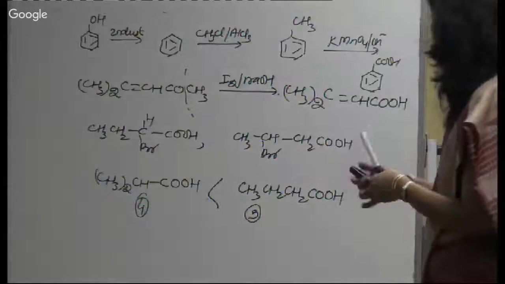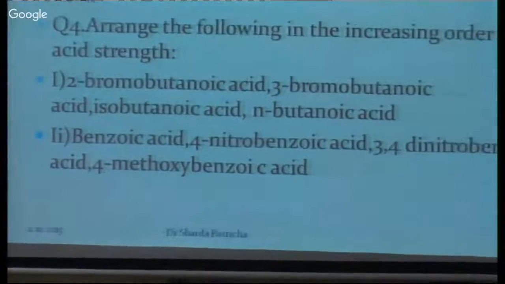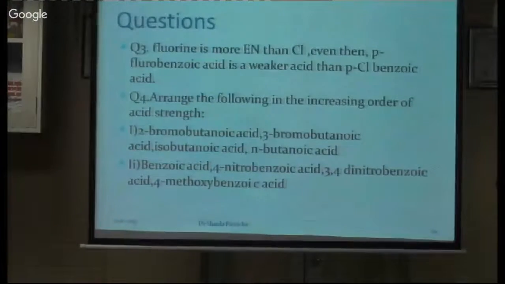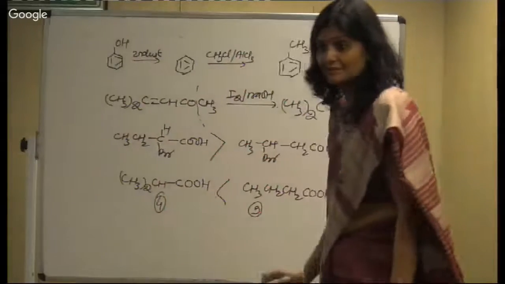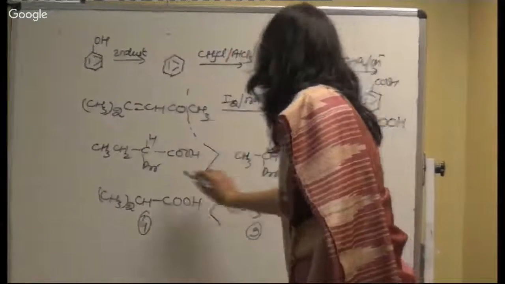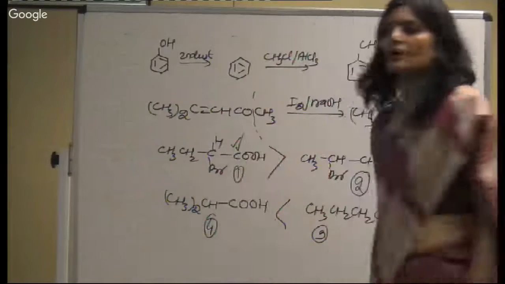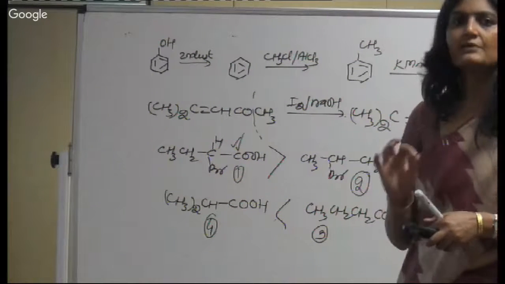Let us come to the next two compounds here. Again, I told you, as the electron withdrawing group goes away from the carboxylic group, the inductive effect is decreasing, right? So here you have halogen attached to the alpha carbon, and here you have halogen attached to the beta carbon. That means an electron withdrawing group increases the acidic character, right? So this will be a stronger acid than this. So this will get number 2 and this will get number 1. So this will be the strongest acid amongst the 4, right?